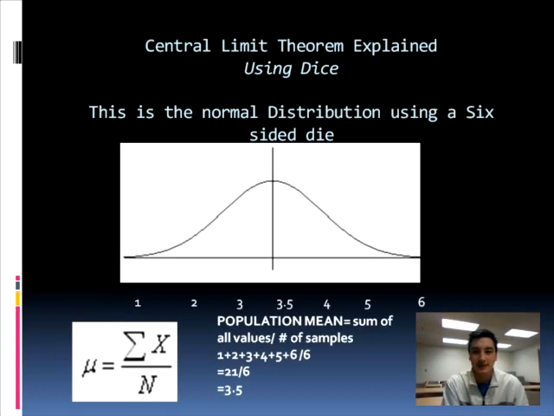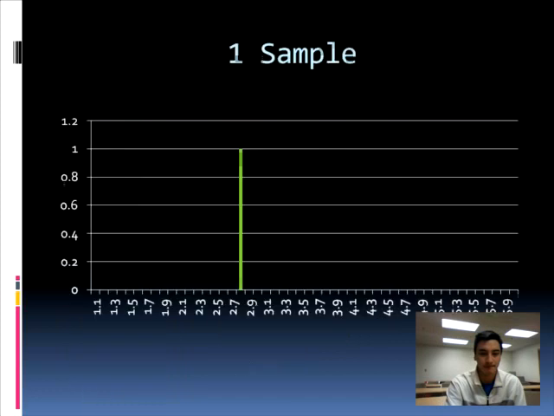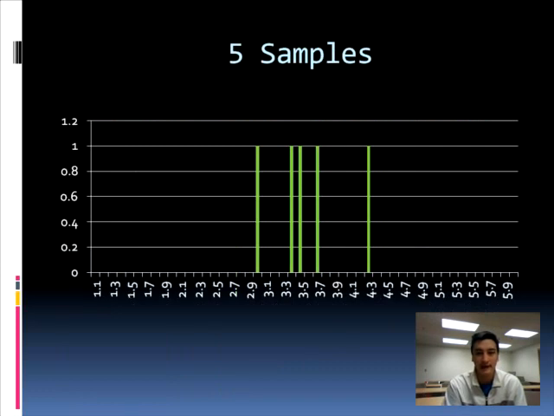There are 6 sides to a die, so along the bottom we put 1 through 6, since those are all the possible outcomes we could roll. For example, the average of this normal distribution is 3.5, proven by the formula. Here we have 1 sample, and its mean is 2.8. And here we have 5 samples, and the means came out to be 3, 3.4, 3.5, 3.7, and 4.3.